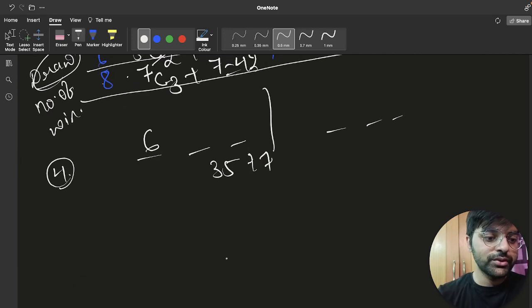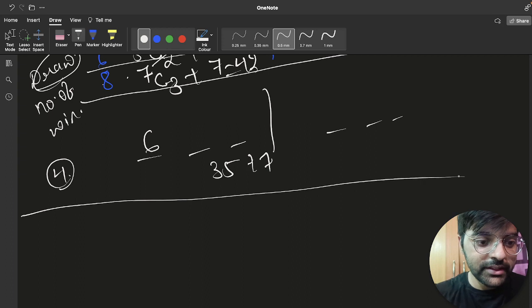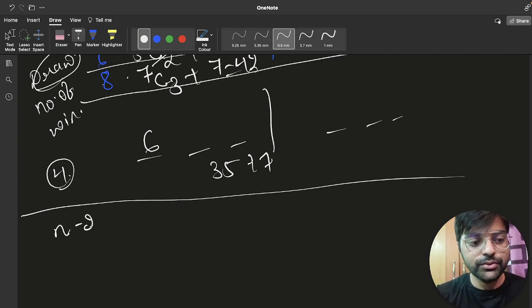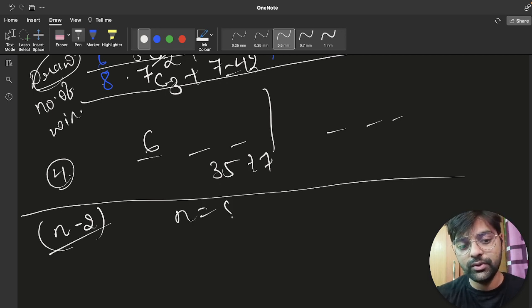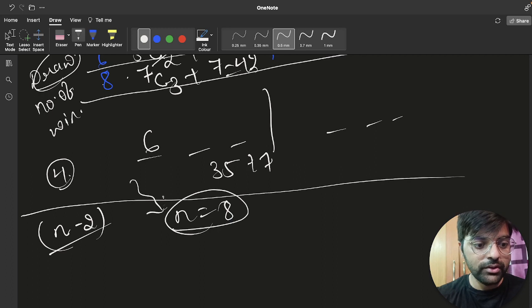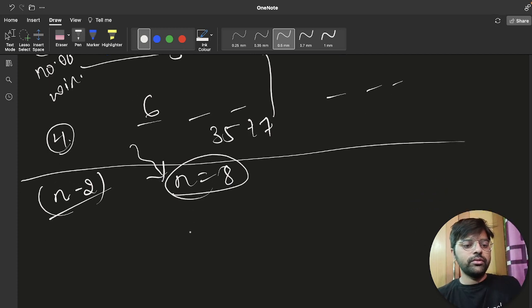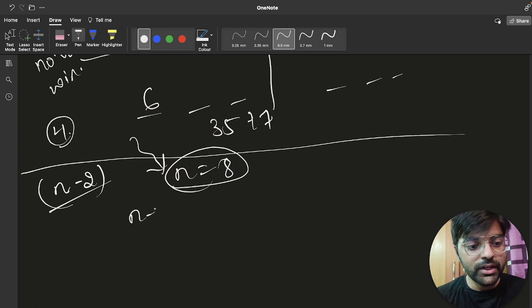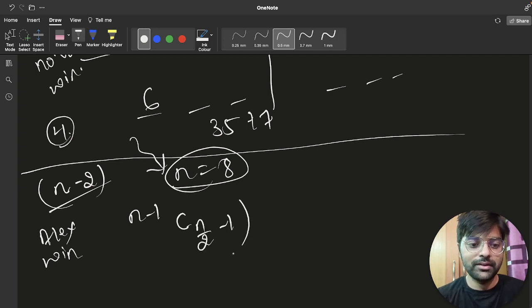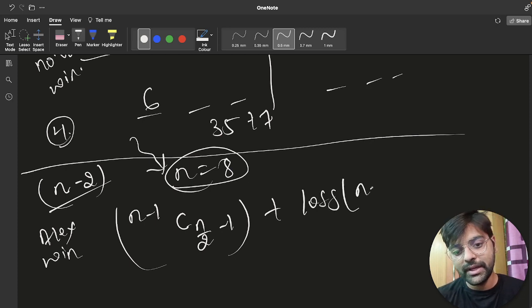So now I would like to summarize. Let's say you are given n equal to some value, n equal to 8. You know the n minus 2 values, like the total number of wins. Let's say we are creating a DP array, right? So what do I have to do? n minus 1, for winning, what will be the condition for LX win? LX win is n minus 1 C n by 2 minus 1, right? Plus loss of game n minus 2.